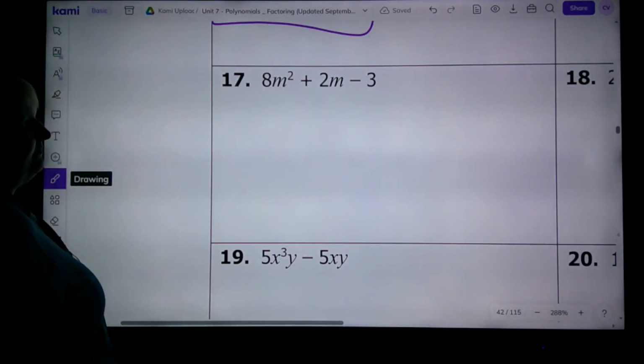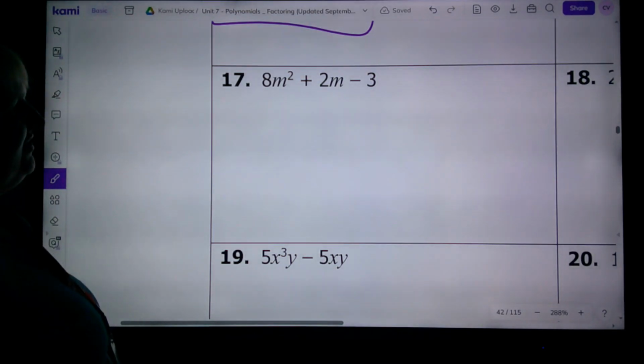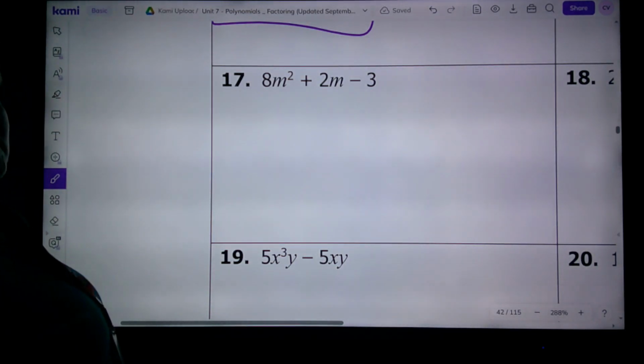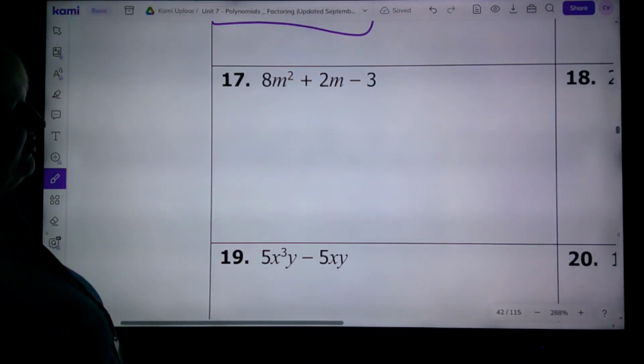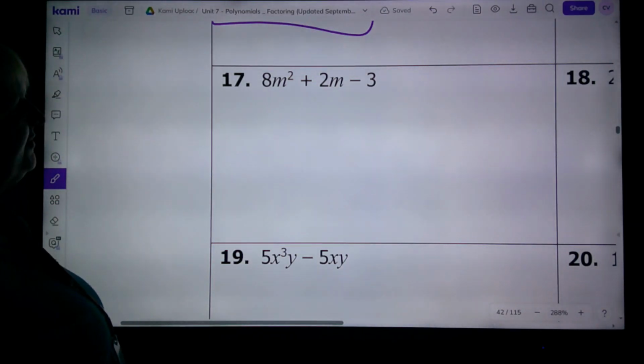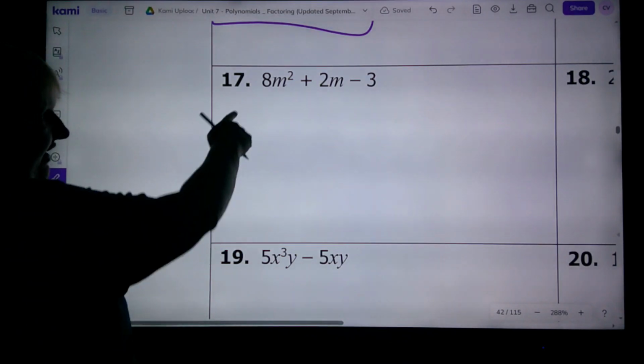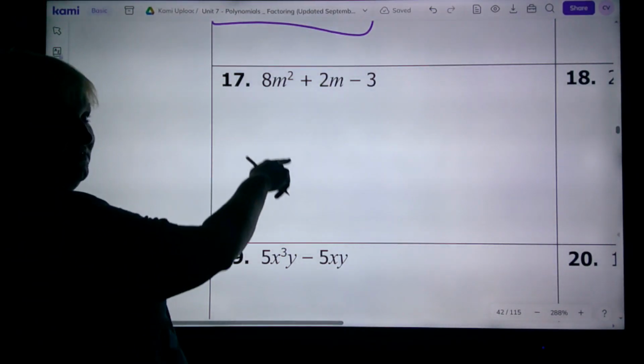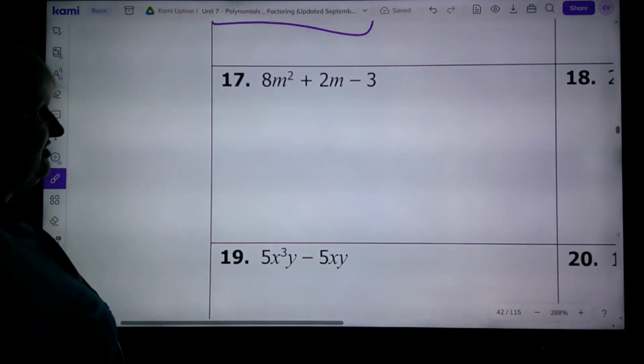(8m squared plus 2m minus 3). There is no greatest common factor. No numbers in common, no variables in common. But it is a trinomial, and it has a coefficient. So let's try slip and slide.